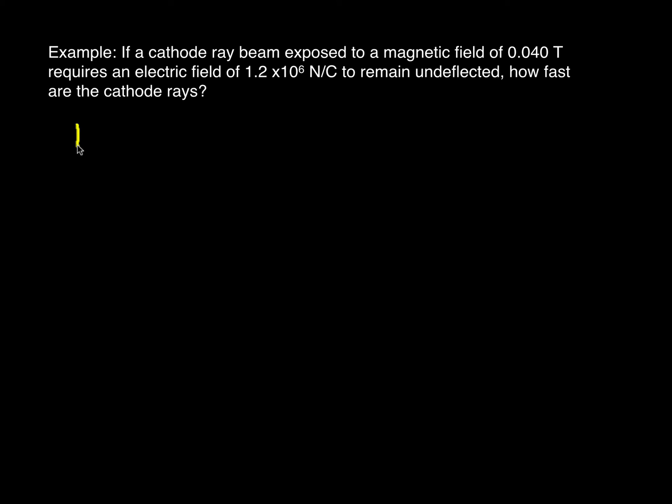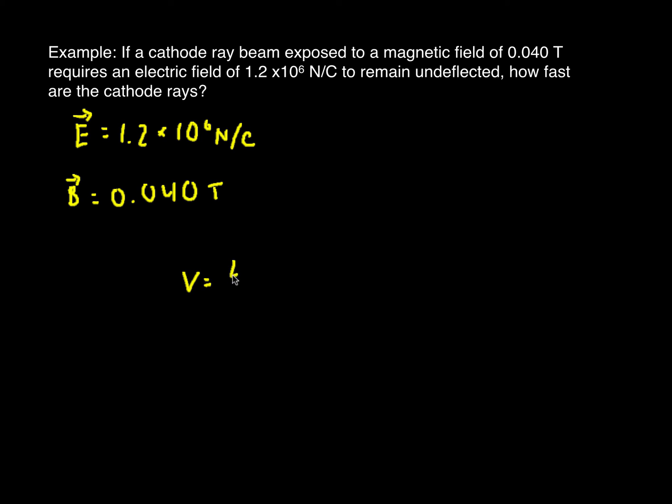In this example, we're given an electric field equal to 1.2 times 10 to the 6 newtons per coulomb, and a magnetic field equal to 0.040 teslas. If an electron is undeflected by these perpendicular electric and magnetic fields, the velocity of the electron can be calculated using the electric field strength divided by the magnetic field strength. This is 1.2 times 10 to the 6 newtons per coulomb divided by 0.040 teslas, which gives us 3 times 10 to the 7 meters per second.